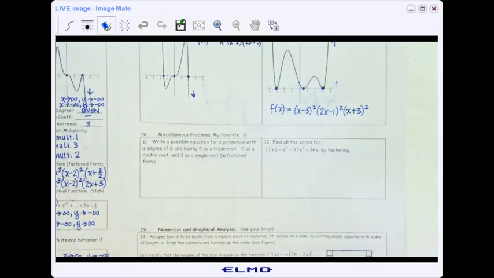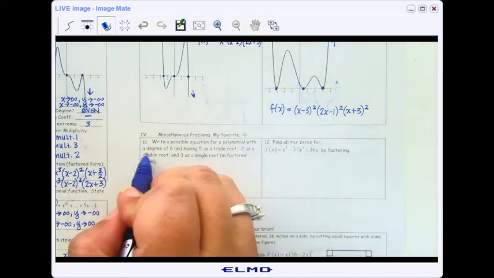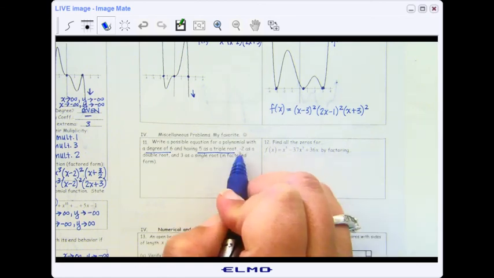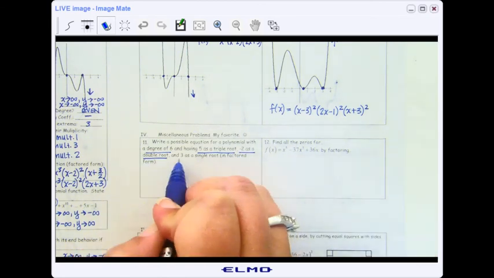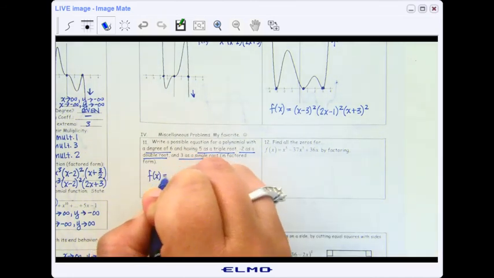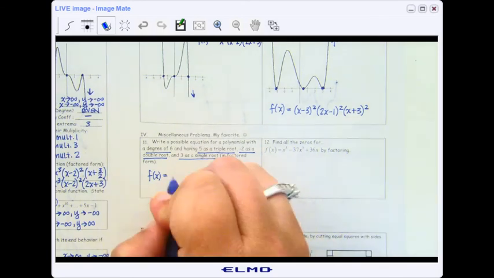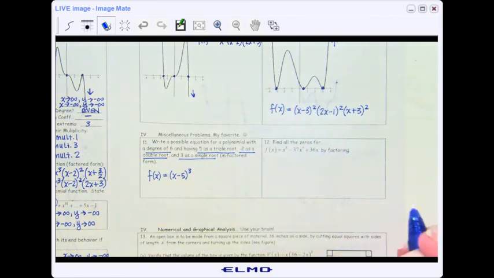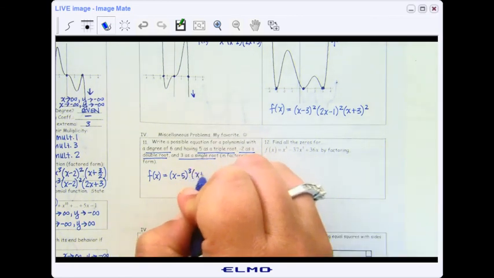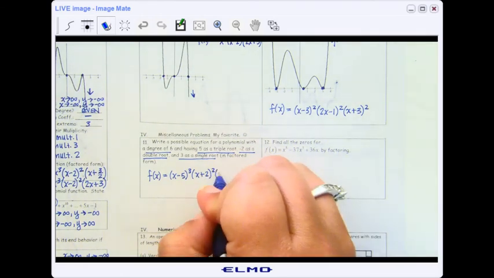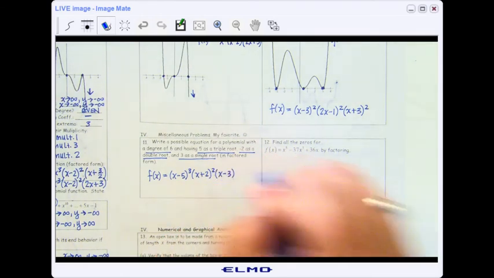In number 11, it says write a possible equation for a polynomial with a degree of 6 and having 5 as a triple root, -2 as a double root, and 3 as a single root. So this would be f of x is equal to x minus 5 as a triple root, x plus 2 as a double root, and x minus 3 as a single root.